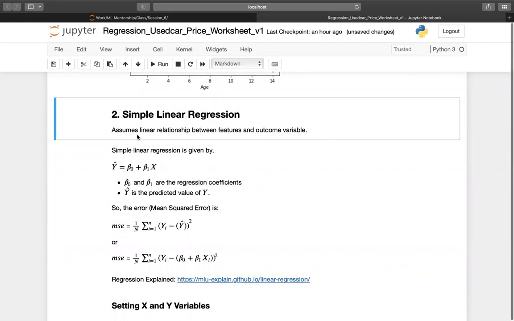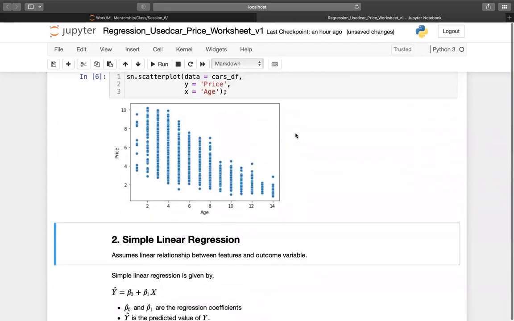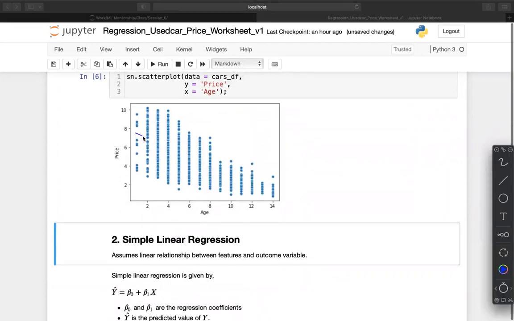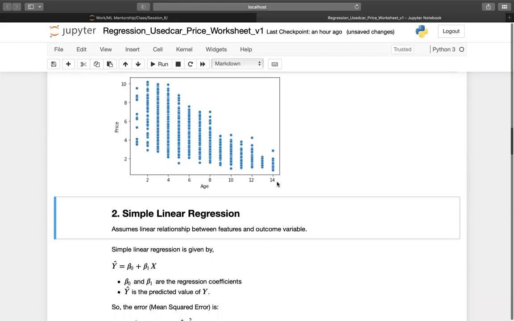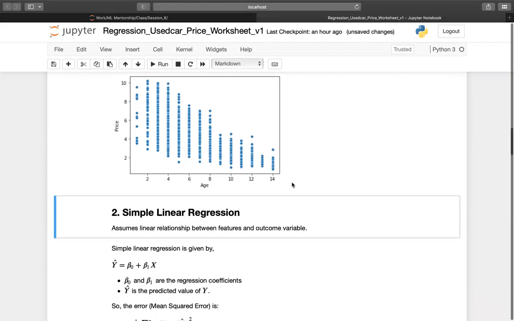In linear regression, the assumption is that there is a linear relationship between features and the outcome variable. So the assumption is what? The price decreases linearly with the age. Of course, whether this assumption is correct or not, we'll understand when we actually evaluate the model later. But we can always start with very simplistic assumptions and first build a model. For any regression model, it's always advisable that you start with a very basic linear regression, a simple linear regression, and understand how the performance of the model is.